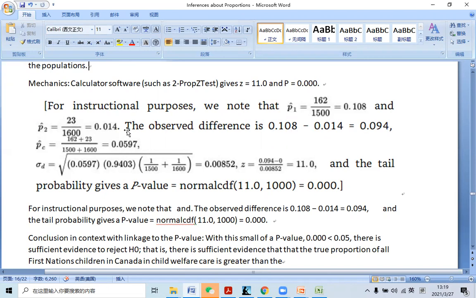And you estimate the population standard deviation. Population standard deviation for the differences.